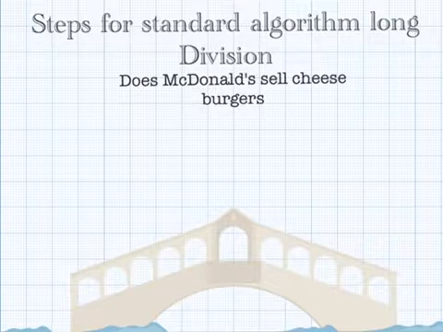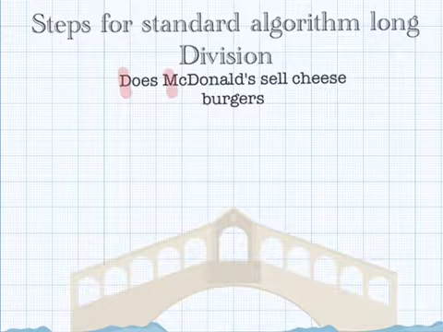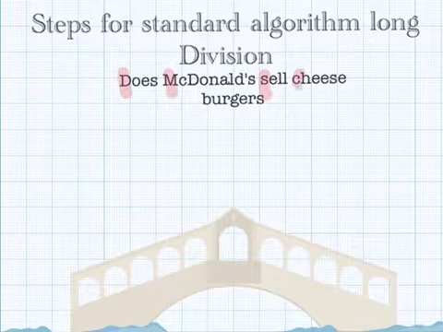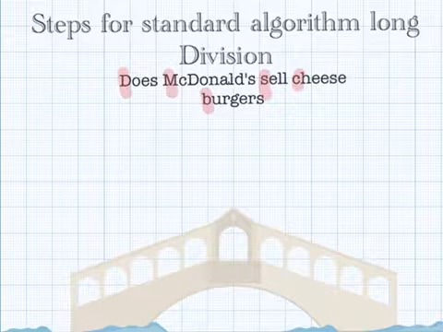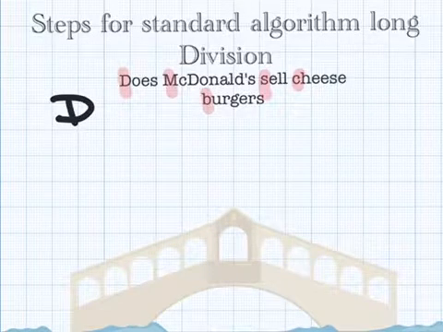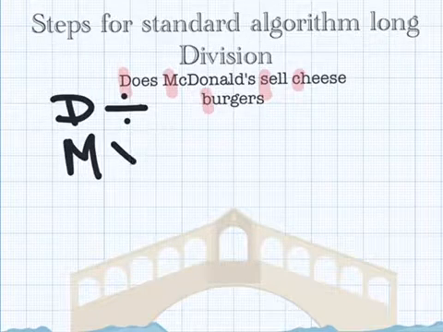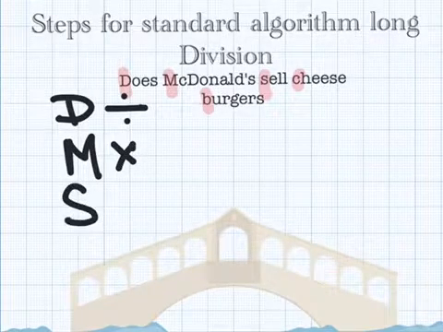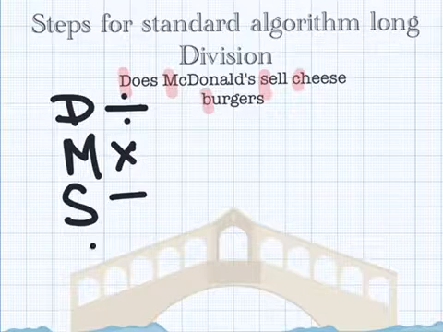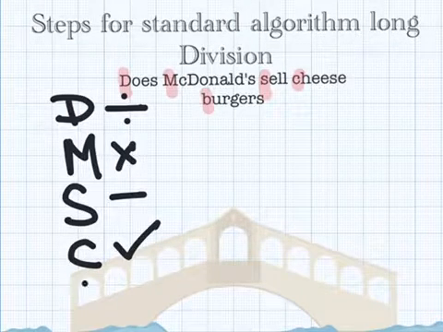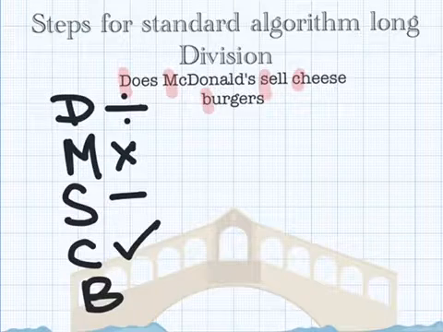Steps for standard algorithm long division. Does McDonald's sell cheeseburgers? Does McDonald's sell cheeseburgers is an acronym. I'm going to tell you what it means. The D in does stands for divide. The M in McDonald's stands for multiply. The S stands for subtract. C is check. And B is bring down.